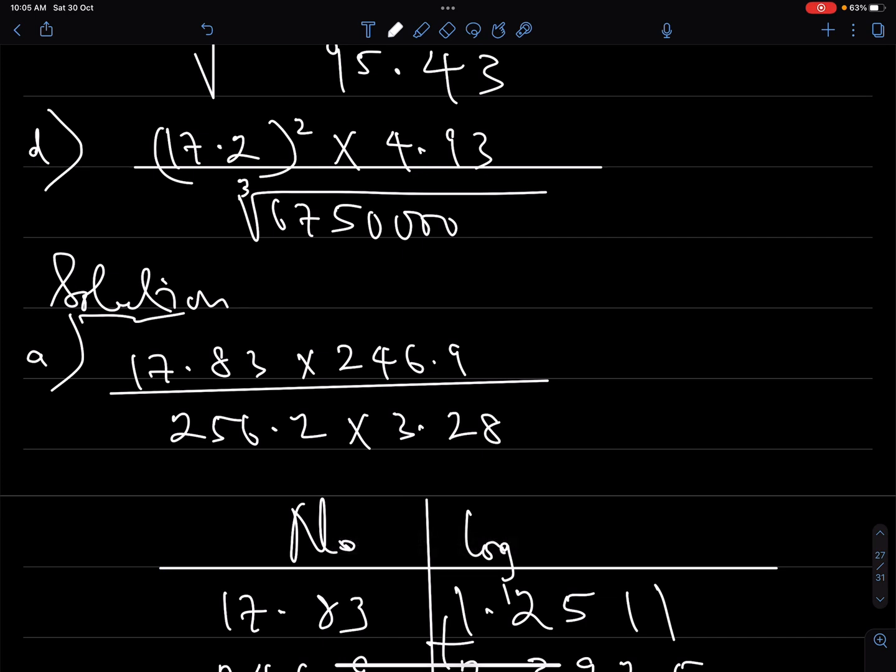It's just like saying this one times this one. If you find the logarithm of this number, 17.83, and the logarithm of 246.9, and add them together, that will not give you the result when you multiply this by this. That's why you should find the anti-log. It's the anti-log that gives you the final answer. And if the space is not enough, you go to the next page and write number, logarithm.